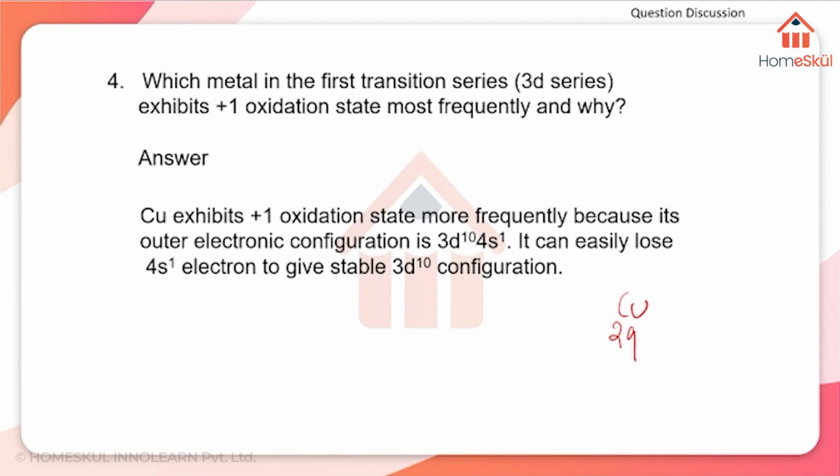Now if it loses one electron, it will have a 3d10 configuration. That is, it becomes stable. That is why copper frequently shows +1 oxidation state, because of the fully filled d orbitals. Because it has a fully filled d orbital, it attains stability. Okay, now let's move on to the fifth question in this lesson.